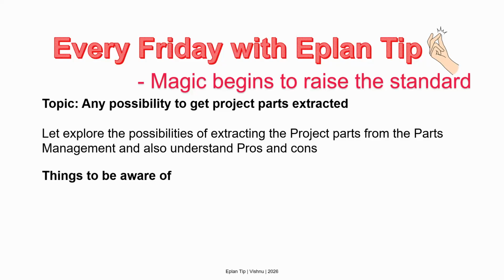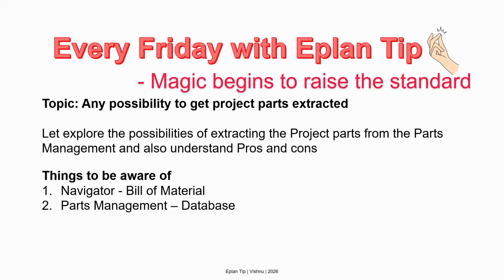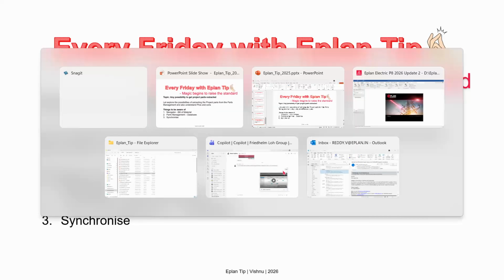As usual, the most important thing to be aware of is the Navigator. There is a Navigator called bill of material that you should be aware of. Next, parts management, where you should have a little knowledge of how to create a database if you want to extract those parts. And the last and most important one, synchronize. If you are aware of these things, the above requirement can be easily achieved. So without delay, we will switch to Eplan.